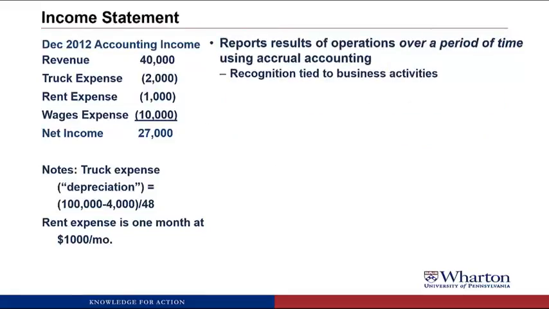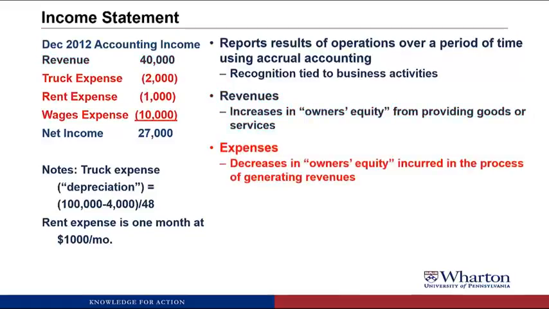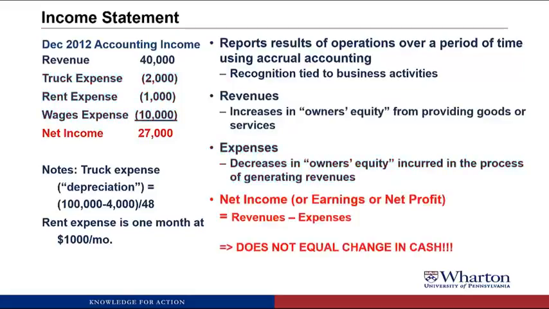It's going to report the results of operations over a period of time using something called accrual accounting. And we'll obviously talk about this a lot more as the course goes along. But in this case, the recognition is tied to business activities, where we have revenues which are going to be increases in something called owner's equity, not necessarily cash from providing goods or services. Expenses are going to be decreases in owner's equity incurred in the process of generating these revenues, again, not necessarily cash. And so we end up with net income, which is also called earnings or net profit, equal to these revenues minus expenses, gives you a different picture than simply the change in cash.